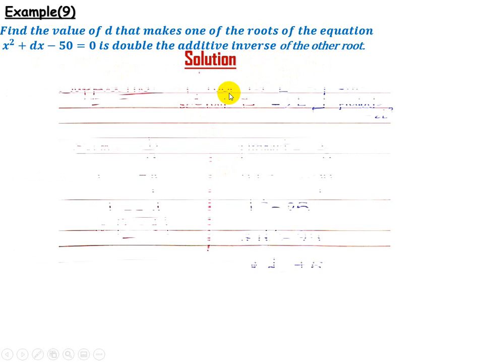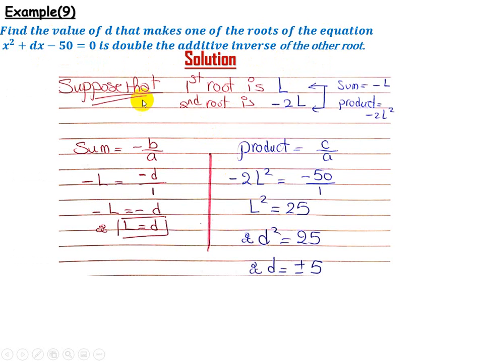Exercise number 9. Find the value of d that makes one of the roots of the equation x squared plus dx minus 50 equals 0 double the additive inverse of the other root. If we suppose that the first root is L, the second root is double its additive inverse, which means negative 2L. So their sum L plus negative 2L will be negative L, and their product L times negative 2L will be negative 2L squared.